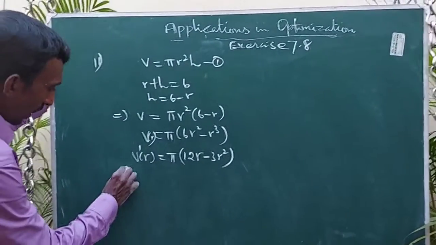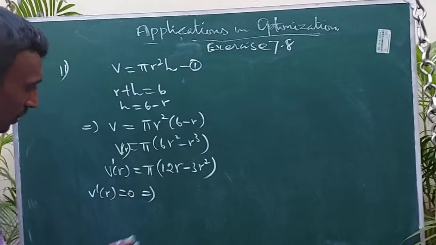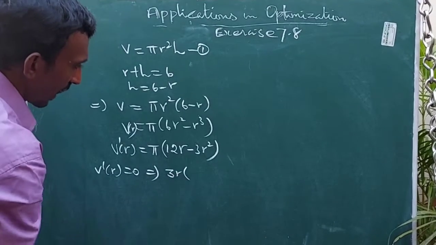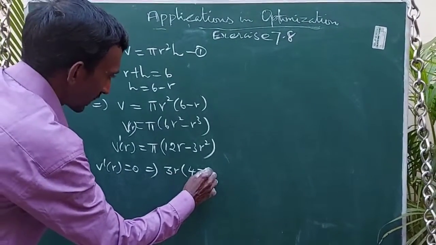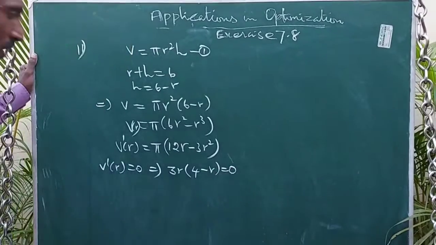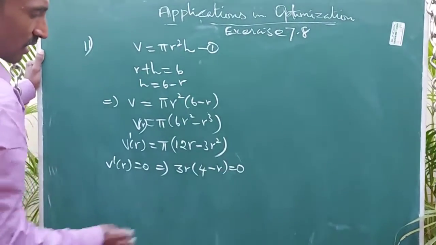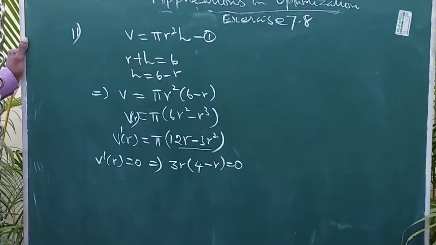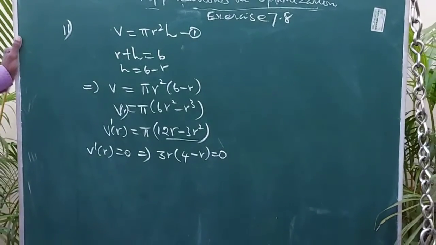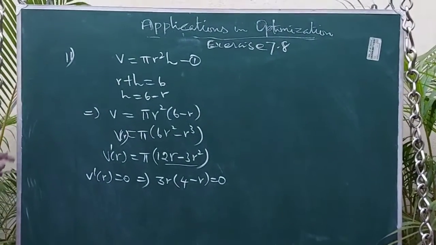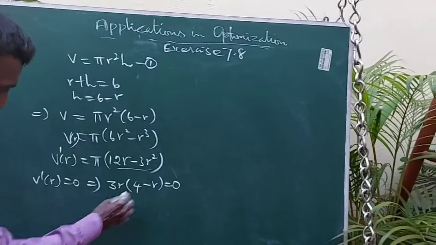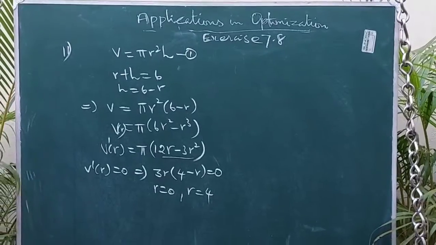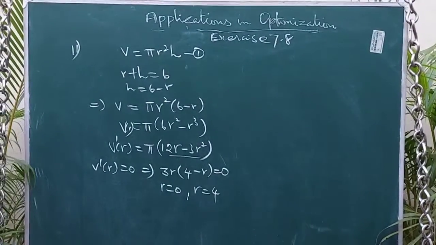So obviously equate the first derivative to 0, which implies, what we are getting? If you want, you can take 3r common. 3r into 4 minus r equal to 0. Here pi we can leave as a constant, right hand side 0. Here I am taking 3r in common. So equate to 0, either r equal to 0 or r equal to 4. Okay. So either r equal to 0 or r equal to 4.